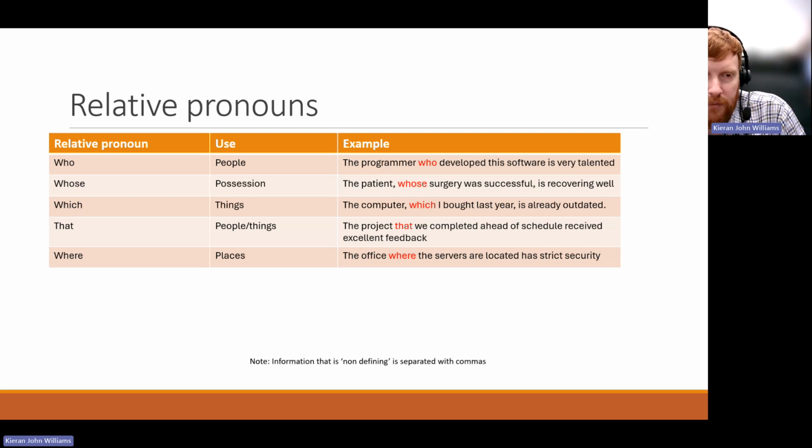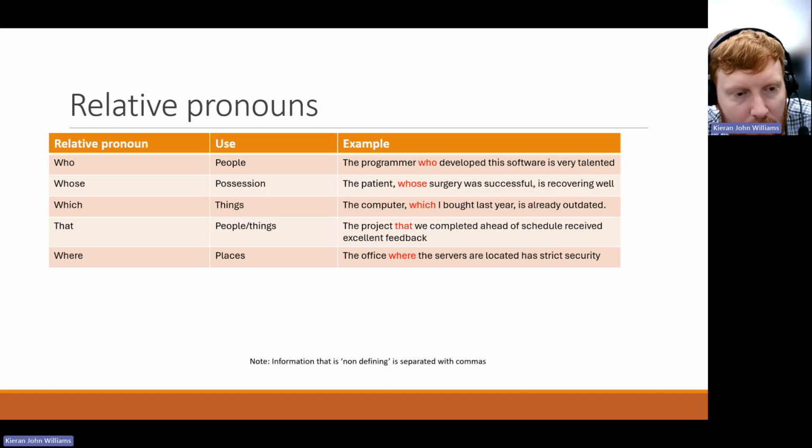These things are probably what you already know, but it just helps to talk about them a little bit more. If you use who, this talks about a person. So the programmer who developed the software is very talented. The who refers to the programmer, and the programmer is a person. Now the next one, whose describes the possession of a person. So the patient whose surgery was successful, so it is the surgery of the patient, is recovering very well. It can be for other possessions, like the woman whose bag was stolen. You're talking about the bag relating to the woman.